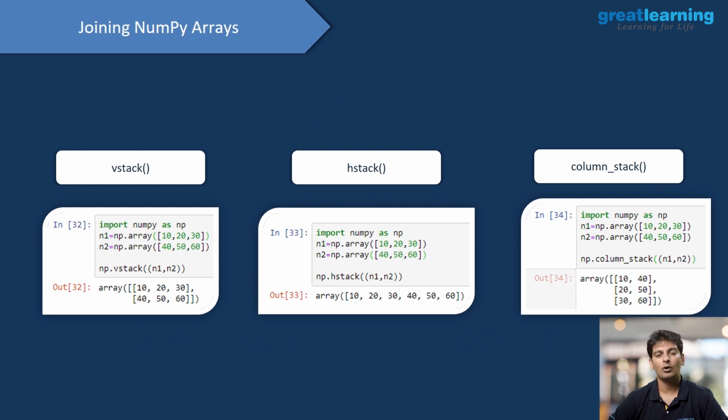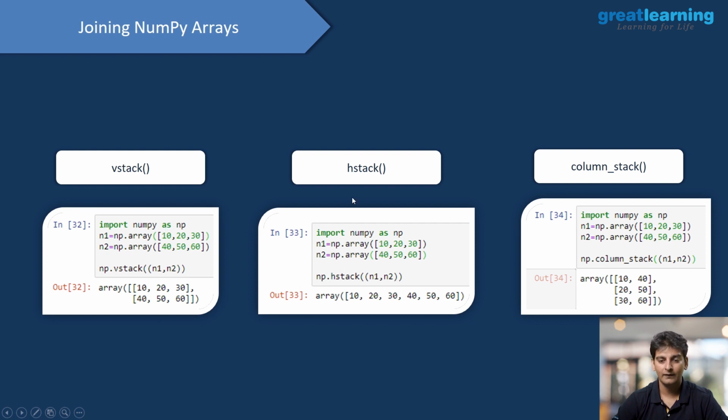Now let's see how we can join different NumPy arrays. We've basically got these different methods. We've got vstack, which stands for vertical stack. Then we've got hstack, which stands for horizontal stack. And then we've got column stack. When it comes to vstack, we join these NumPy arrays row-wise. Over here we have two NumPy arrays, n1 and n2. And when we use the vstack method upon these two NumPy arrays, we are basically joining them row-wise.